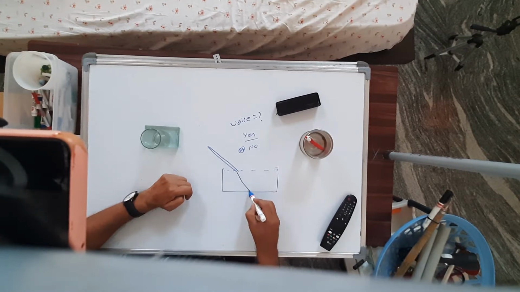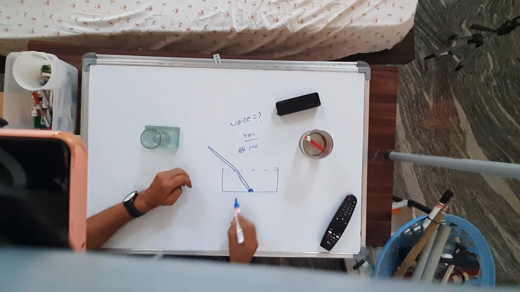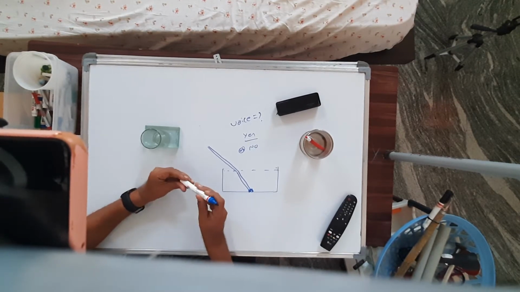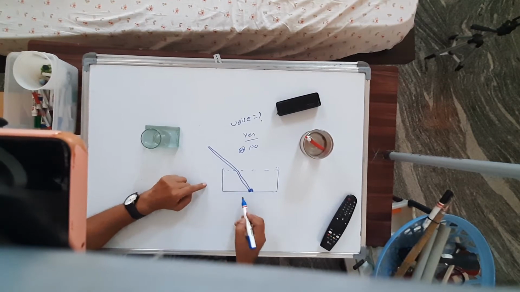It appears to be bent like this. Let this be the cleaning stick. Now the question is, can you tell me whether it really bends or it appears to be bent? So, really bent or appears to be bent?